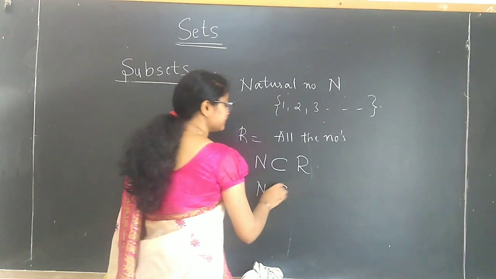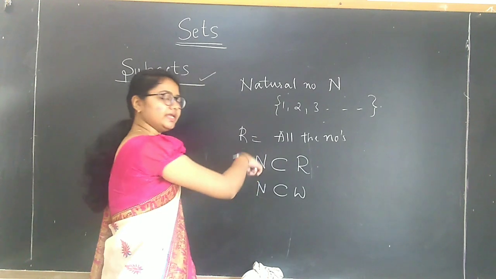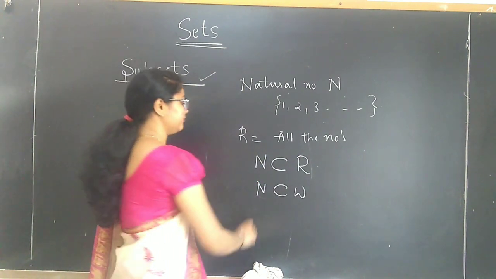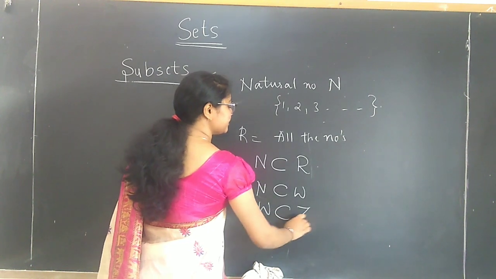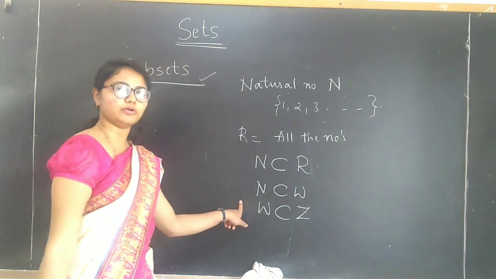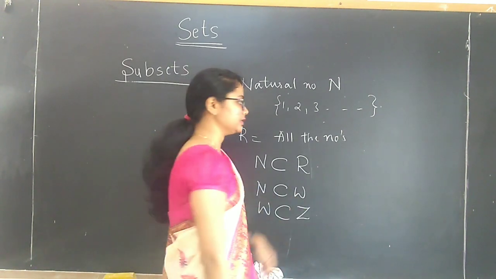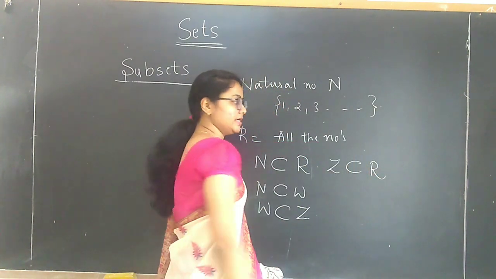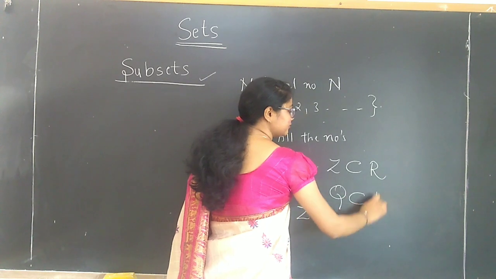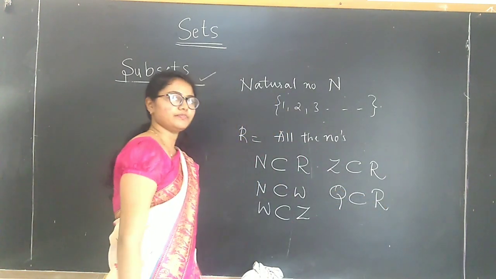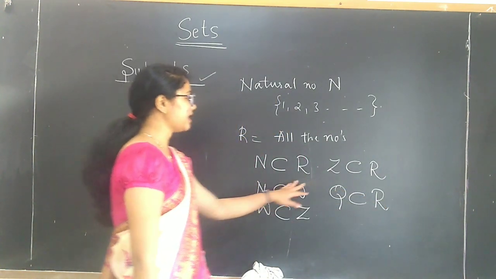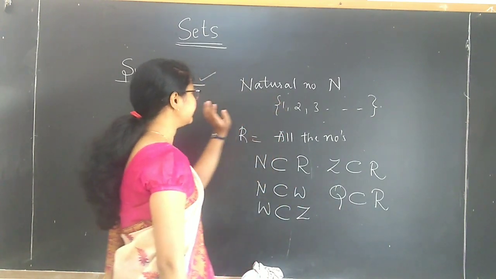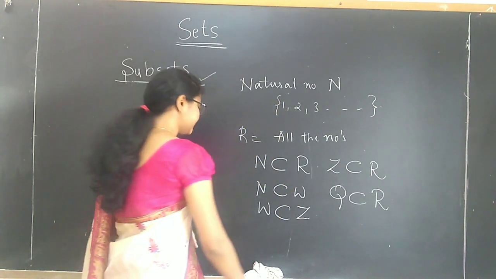Natural number is a subset of whole numbers because every natural number is present in whole number. Then we can tell whole number is a subset of integers because every whole number is present in integers. Integers can be subset of again real numbers. Rational numbers are subset of real numbers. So every set can be a subset of real numbers. Therefore we call it as what? Subset.